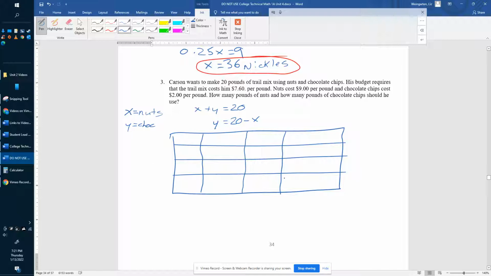All right. So we have ingredients. We have nuts, chocolate, and total. Let's see here. We have pounds. Total pounds is 20. The nuts are x. Chocolate is 20 minus x.